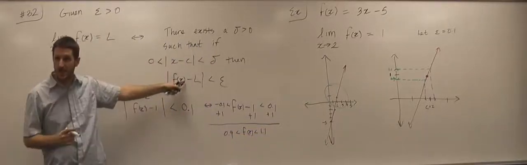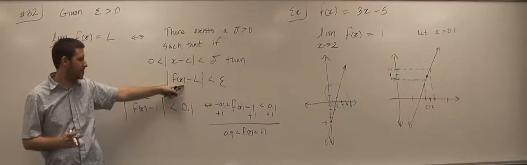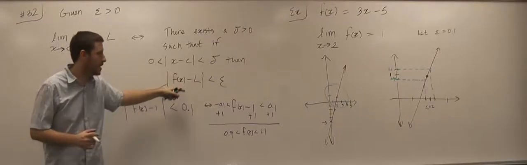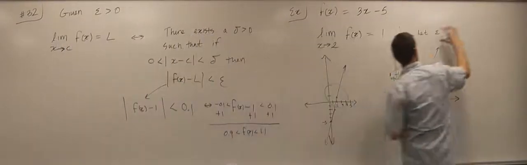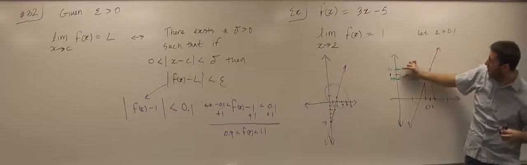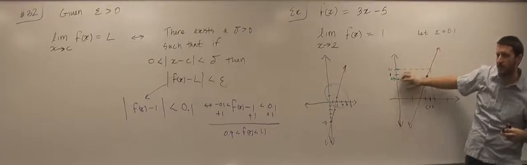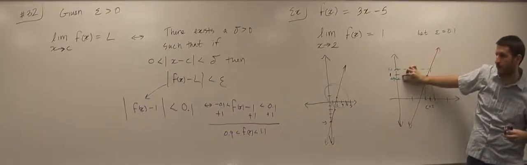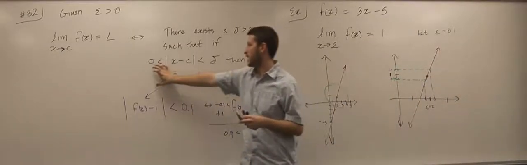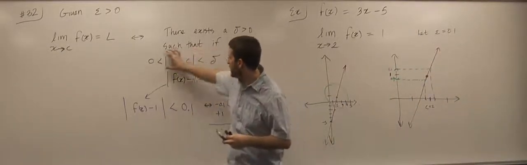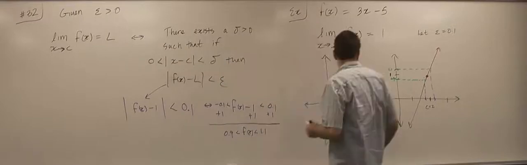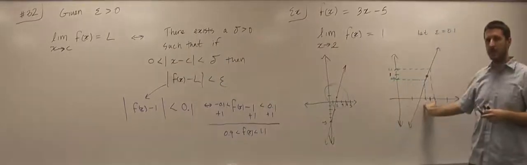So this garbage here, f of x minus L absolute value less than epsilon, is trying to say if you give me an epsilon, then I want my y values to stay within a tolerance of epsilon. That's what this is trying to say. And this part is trying to say that there exists a delta, a tolerance on the x-axis that will make that true.